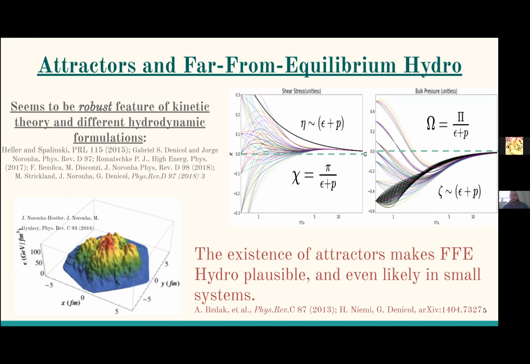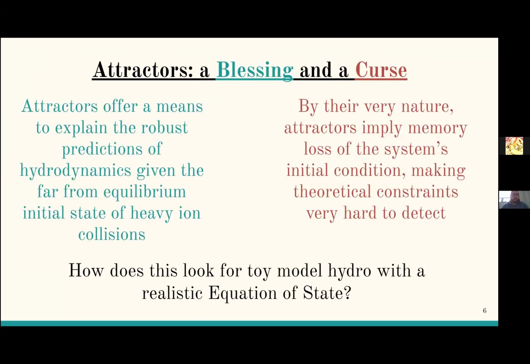So this is how we make sense of it. But unfortunately, it's a blessing and a curse, right? Because while it does offer a means to explain the robustness of hydrodynamic predictions for a broad range of collision systems, given the far from equilibrium initial state, by their very nature, they imply a memory loss of the system's initial condition. So it's very hard to make theoretical constraints and detect what's implied by those constraints because of that. Basically, this means that I can put in any model and finagle it around and get something out at the end that makes sense, right? So there are two sides of this coin.